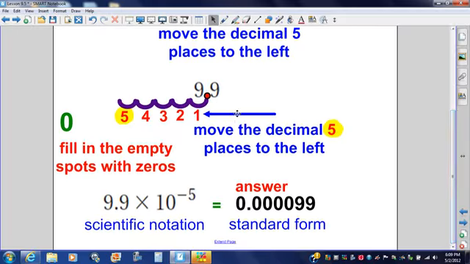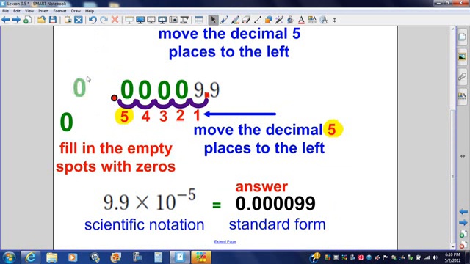Visual people, I'm moving the decimal to the left 5 places or 5 times. 1, 2, 3, 4, 5. My decimal now goes here. I will cross out this decimal because it has moved. Just like the last problem, I'm going to fill in the empty spaces with zeros.